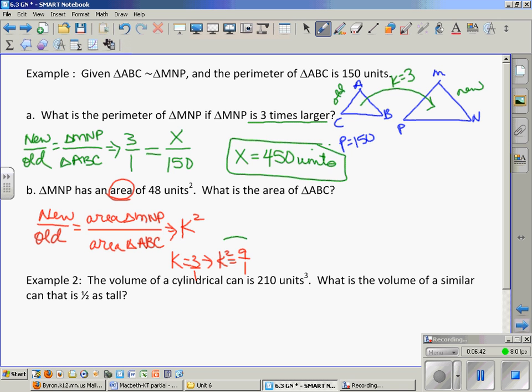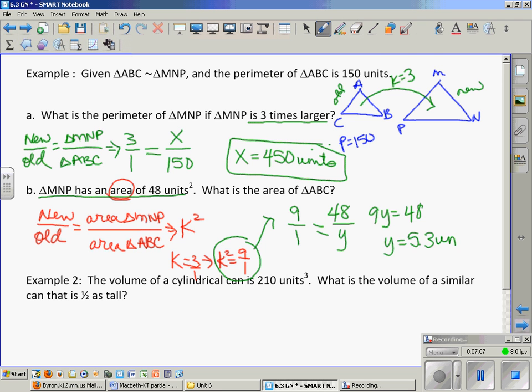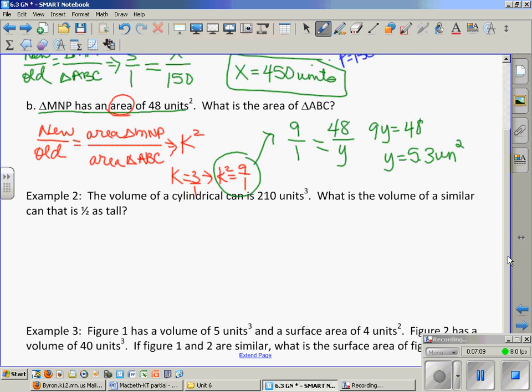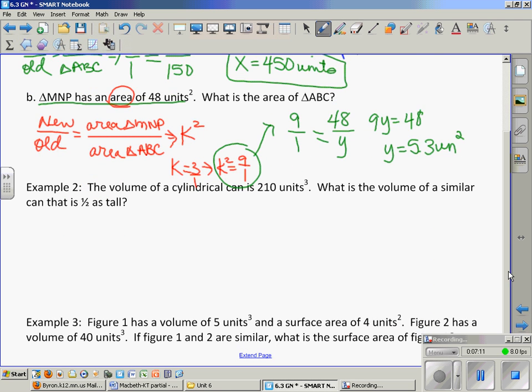And since we can put whole numbers over 1, we can do that. This is the value I'm going to use in my ratio. I'm going to say that 9 over 1 is equal to, I know MNP's area, put that on the top, over y. Now y should be a smaller value because it's the smaller triangle. Cross multiply, 9y is 48, and y is 5.3 units squared.